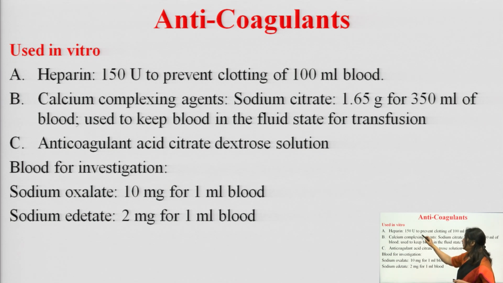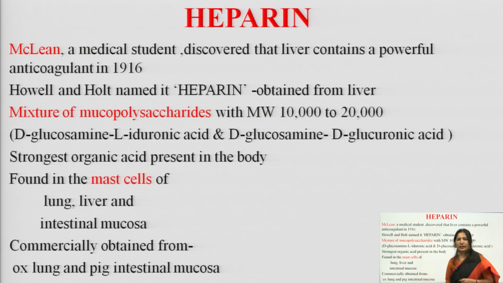Heparin 150 units prevents clotting of 100 ml of blood. The calcium complexing agent sodium citrate, 1.65 gram for 350 ml of blood, is used to keep blood in the fluid state for transfusion. Then there is acid citrate dextrose solution. For blood for investigation we use sodium oxalate and sodium edetate. Next is heparin.